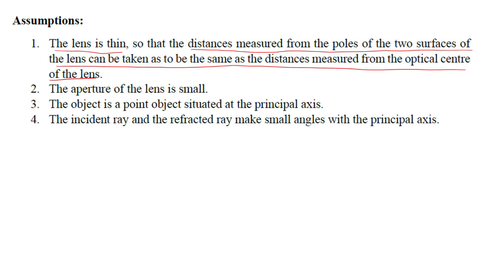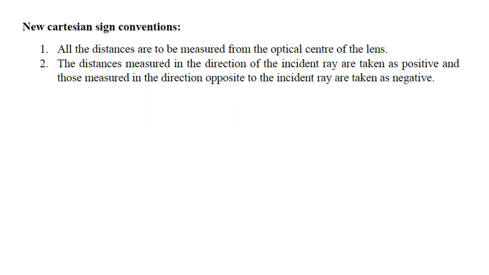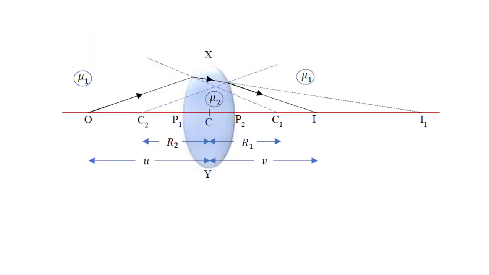And the next one is the aperture of the lens is small. The diameter of the lens is small. Number three, the object is a point object. We consider only a point object. And number four, the incident ray and the refracted ray make small angles. Incident ray, refracted ray, these angles are small.